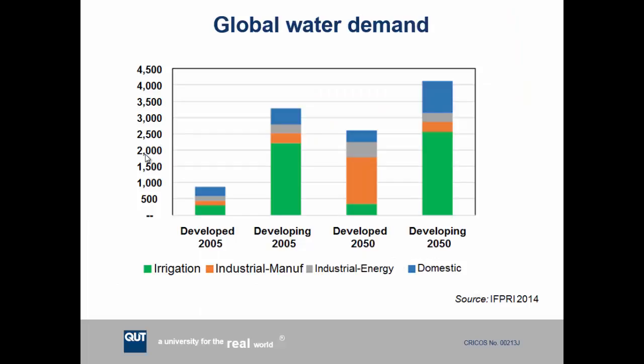And this slide just illustrates the increase that we can expect by 2050 and where it's going to occur. So in developing countries, irrigation water is expected to increase. That has to be viewed in the context of the absolute water scarcity and the endowment that some countries have. Clearly, increasing water withdrawals in Vietnam is different to increasing water withdrawals in Chad.